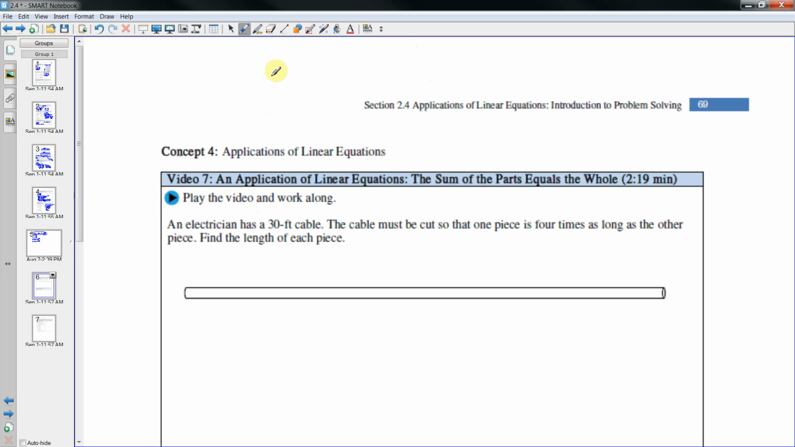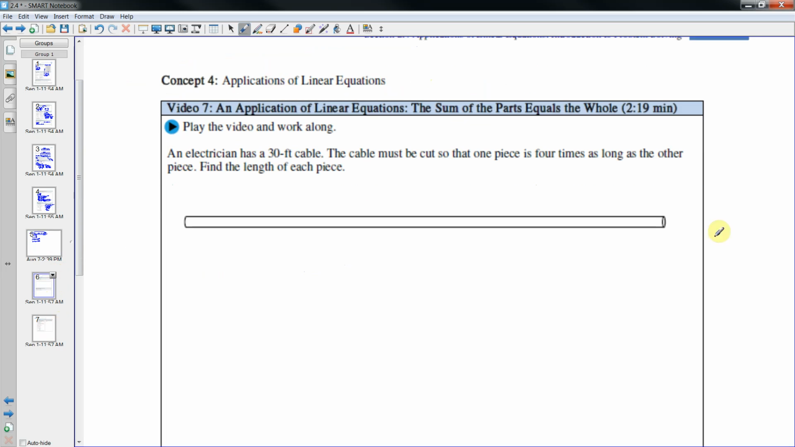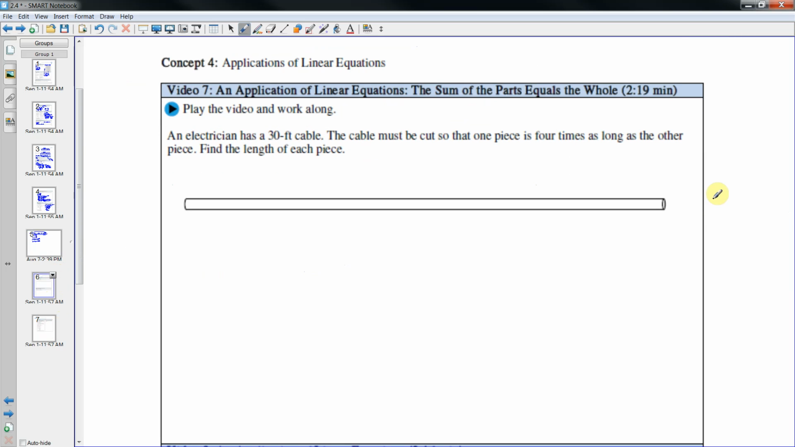Okay, let's look at some different kinds of application problems. Here's some real world problems that you may encounter. We've got an electrician. He's got a 30-foot cable. So this cable is 30 feet long.